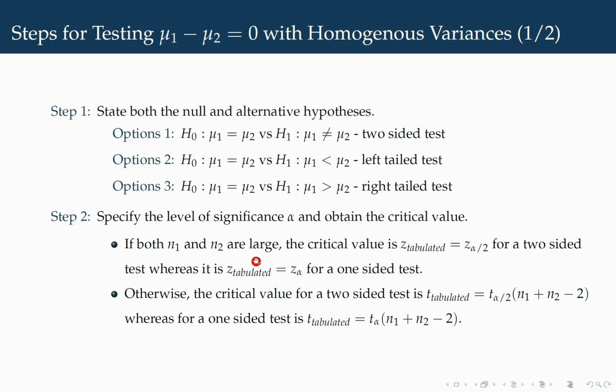So if the sample sizes are large, we use the standard normal distribution to obtain the critical or tabulated values. But if the sample sizes are not both large, we use the t distribution. And if the alternative hypothesis is two-sided, we need to specify the critical value as Z alpha over 2 or t alpha over 2 with n1 plus n2 minus 2 degrees of freedom. And if the test is one-sided, in that case we could consider Z alpha or t alpha with n1 plus n2 minus 2 degrees of freedom.